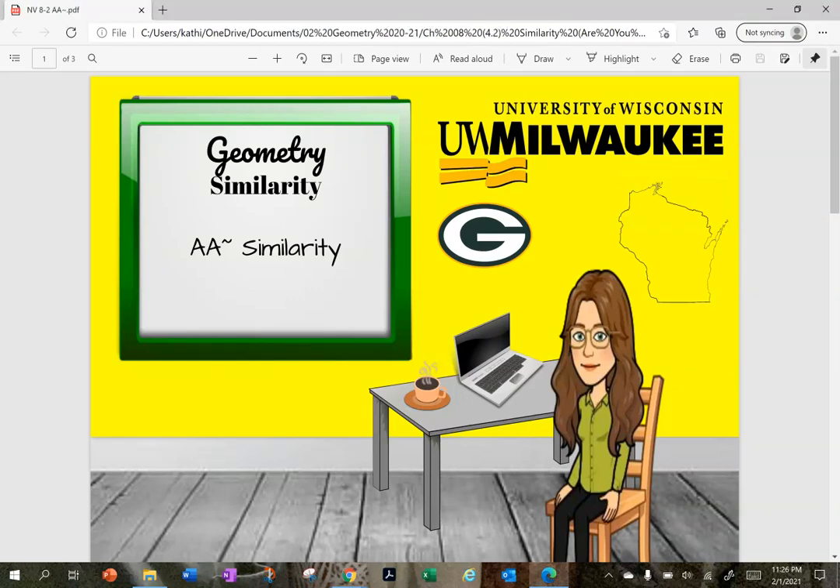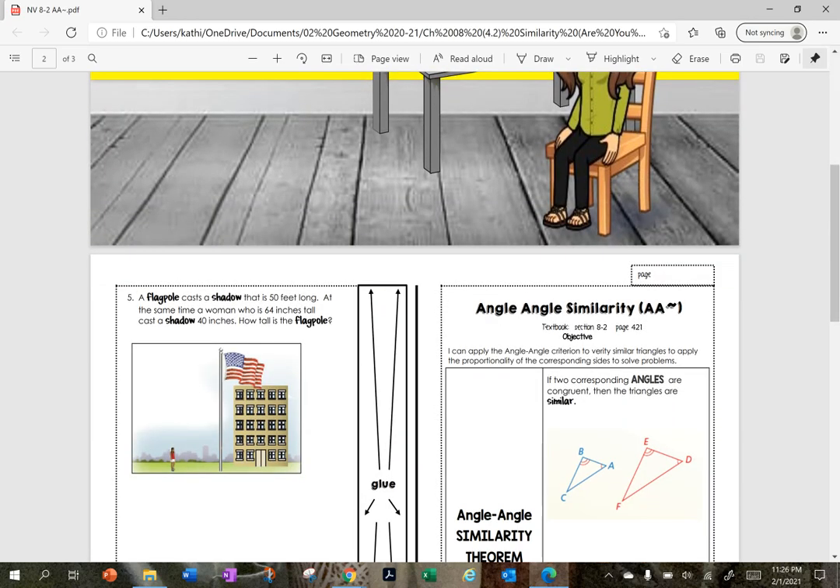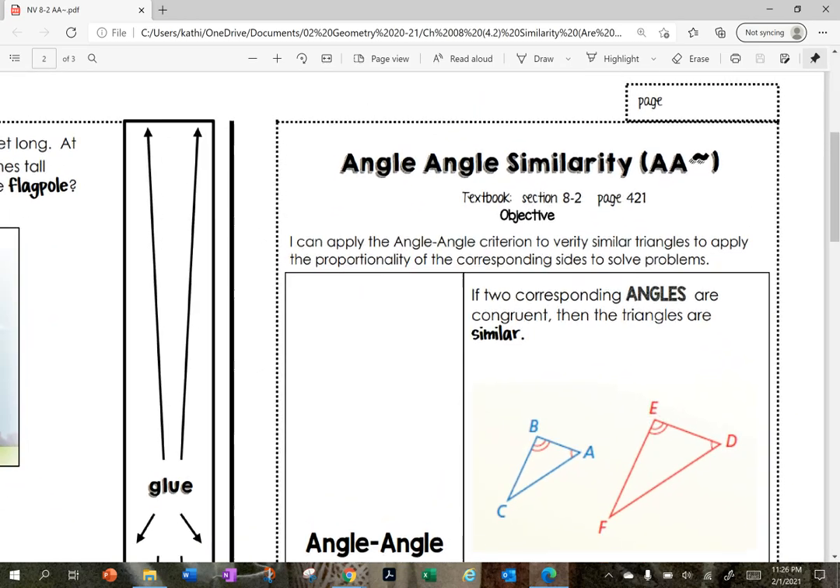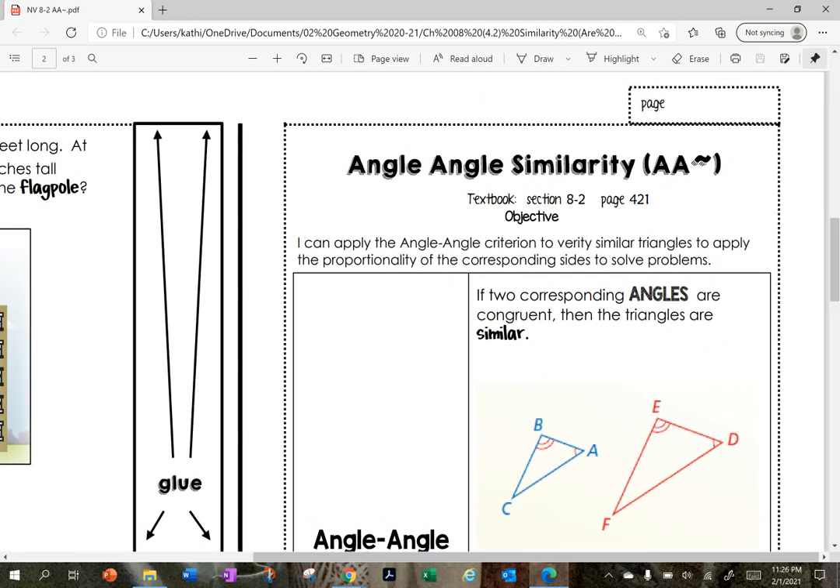Today's lesson is angle-angle similarity. My learning objective for today is: I can apply the angle-angle criterion to verify similar triangles, and apply the proportionality of the corresponding sides to solve problems.